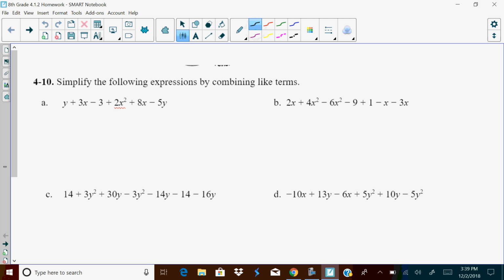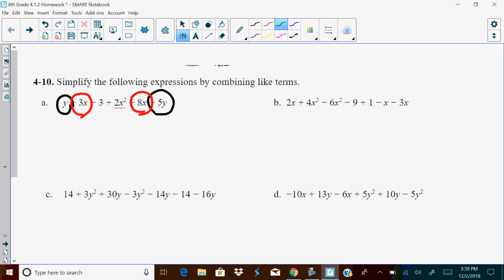So I have a y here. I also have a negative 5y. I have a positive 3x and a positive 8x. And then negative 3 and 2x squared don't have any like terms. So I'm just going to combine these.